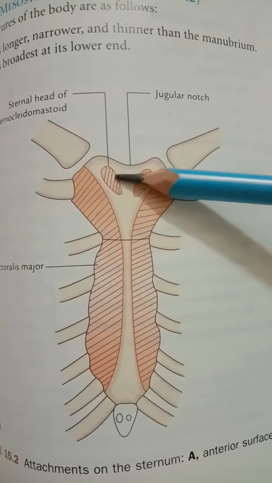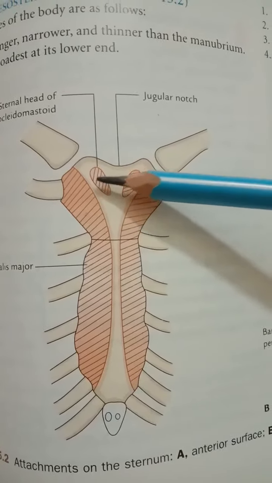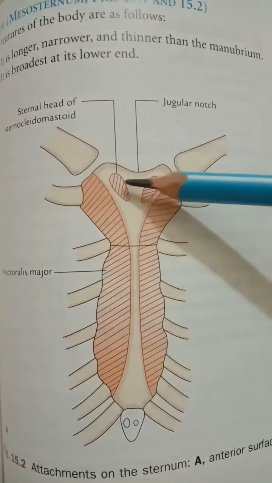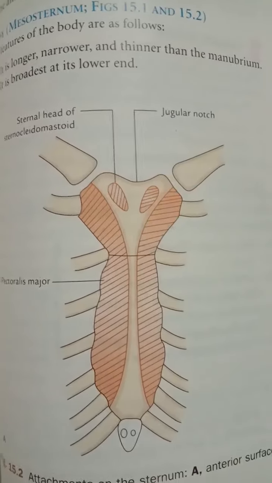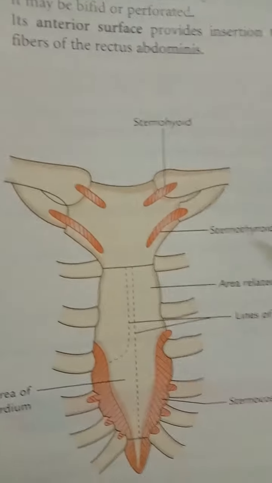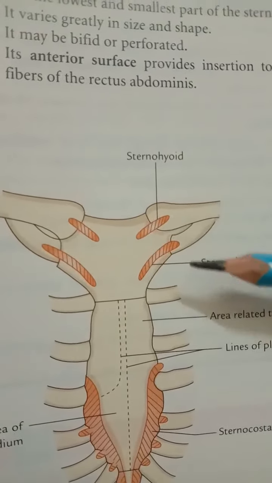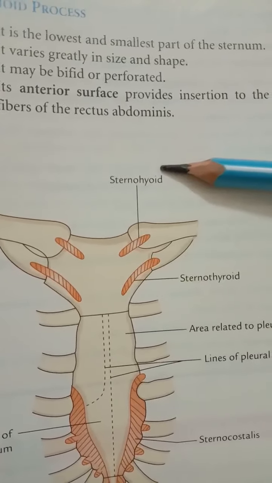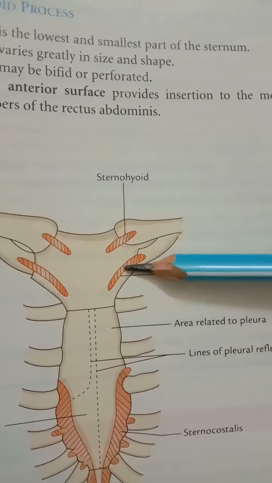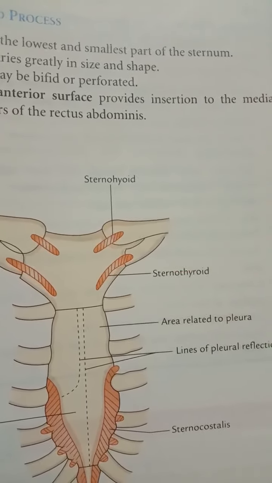Then on the medial side, there is the origin of the sternocleidomastoid muscle. That is the sternal head of the sternocleidomastoid muscle. Then the posterior surface gives origin to the sternohyoid on the upper side and the sternothyroid on the lower side.